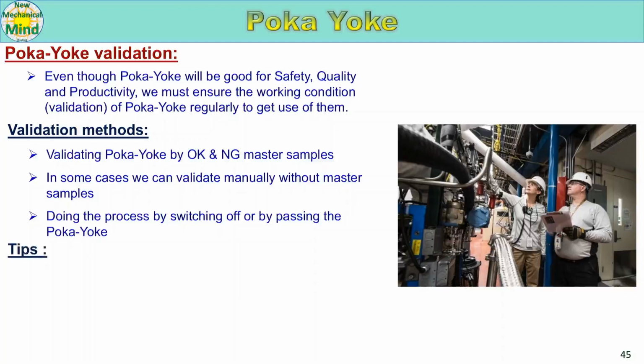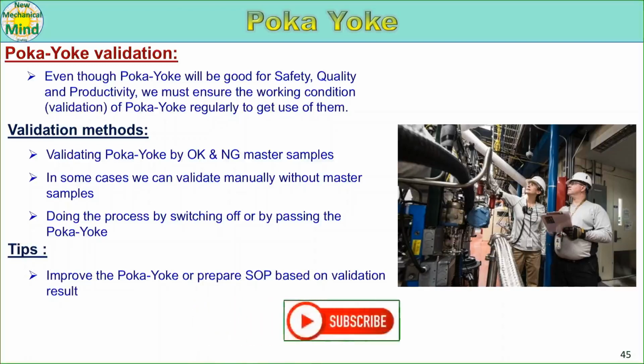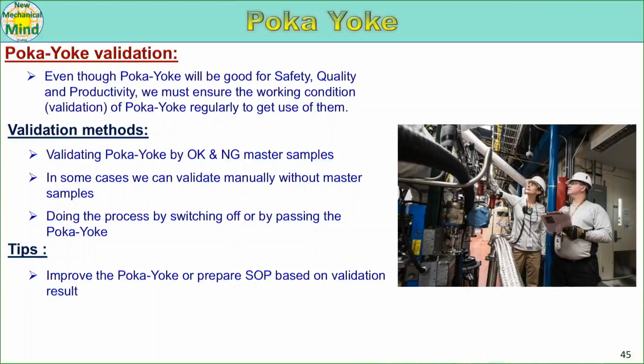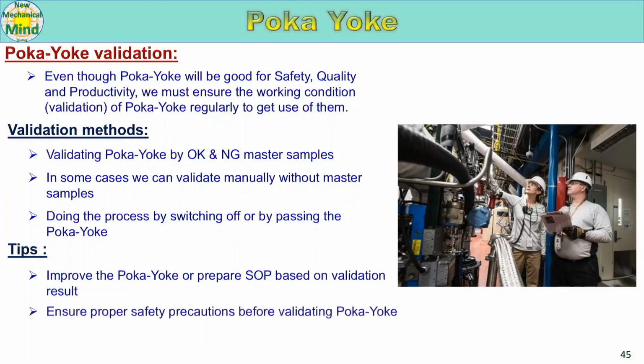Some tips related to Poka yoke. Improve the Poka yoke or prepare a standard operating procedure based on the validation result. After Poka yoke validation, if any improvement is required in the Poka yoke, we have to do it. And if some correction or update is needed, or a standard operating procedure needs to be prepared, we have to do that. Ensure proper safety precautions before validating Poka yoke. It is very important to ensure our safety before validating the Poka yoke.